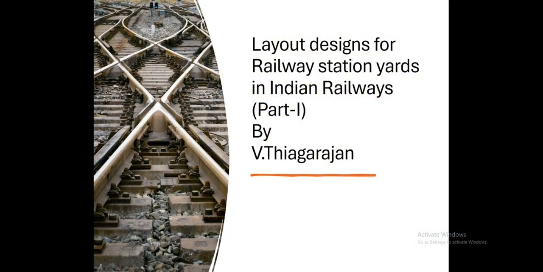So in this video, I am going to discuss something about the layout designs for railway station yards in Indian Railways. It's a part 1 video. Here I am going to touch upon the introduction to the layout calculation and how to do the proper design of layout. In case of improper design, what will be the consequences?